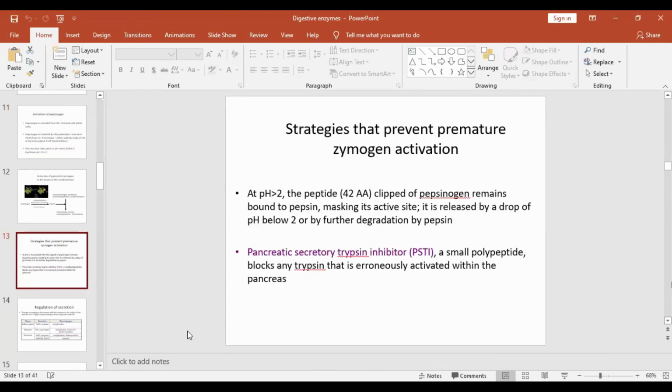To prevent the activation of trypsinogen to trypsin inside the cell, if it has occurred by error, there is one important protein, pancreatic secretory trypsin inhibitor, PSTI. The PSTI inhibits the trypsin if it is erroneously activated within the pancreas. If by error it gets activated, then the PSTI molecule will inhibit that activated trypsin.